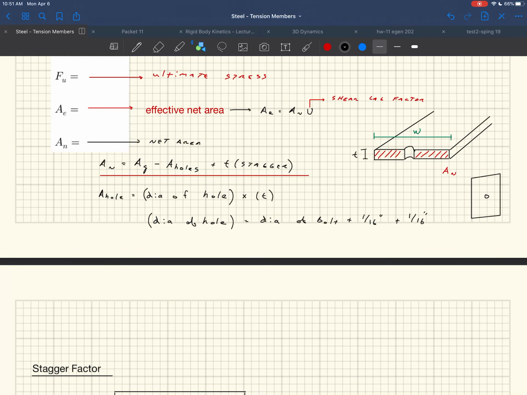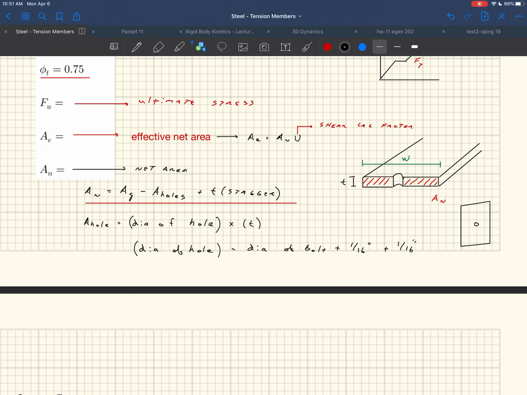And so what this is for, right? If I give you the diameter of the hole, then you just use the diameter of the hole. That'd be part of the problem statement. If that's given to you, say it's a three-quarter inch diameter hole or something like that, then you just use that.